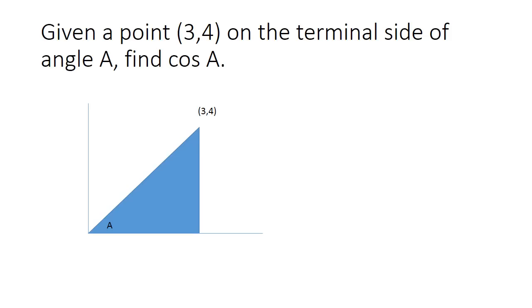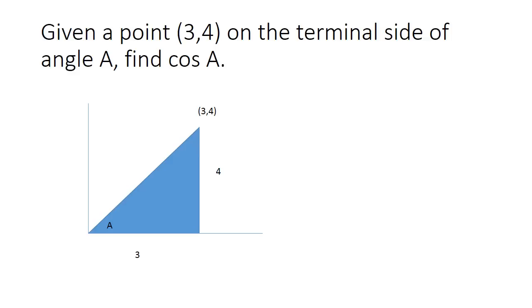Okay? You'll probably get one problem like this. Given a point (3, 4) on the terminal side of an angle, find the cosine of A. So we want to find the cosine of this angle here, given that this point here is the point (3, 4). Now, what does that mean? First of all, if this is the point (3, 4), how long is this side here? Well, if you said 3, you're correct. And how long is this side here? If you said 4, you're correct.